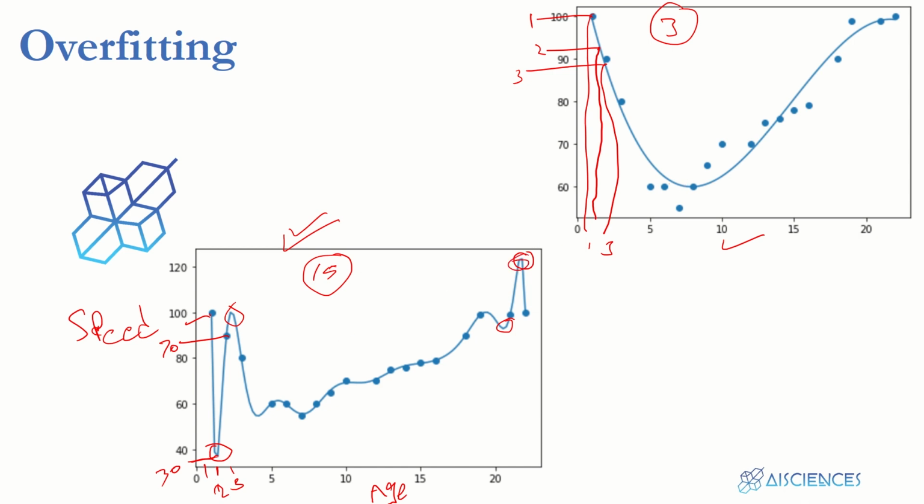So this is overfitting. So how can you get a good value of your degree? Is 3 a good value or is 15 a good value? We cannot visualize our data every time. So a good value of degree, how can we get it?